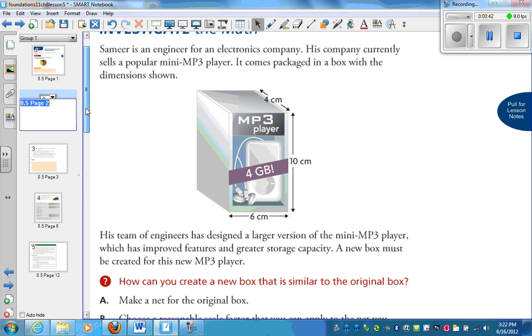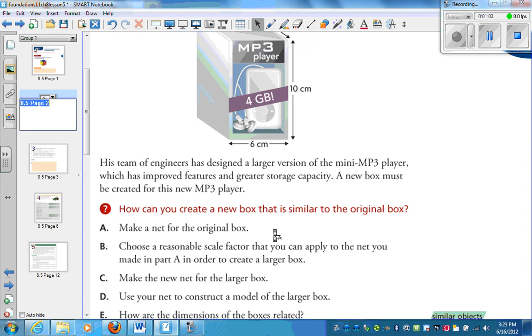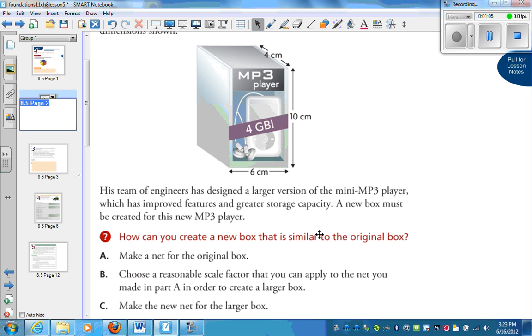Okay? So here we have Samir. He's an engineer for an electronics company. His company currently sells a popular mini MP3 player that looks a lot like an iPod. It comes packaged with a box with these dimensions. His engineers have designed a larger version of the MP3 player. Improved features, greater storage, and a new box must be created. So how can we create a new box that is similar?